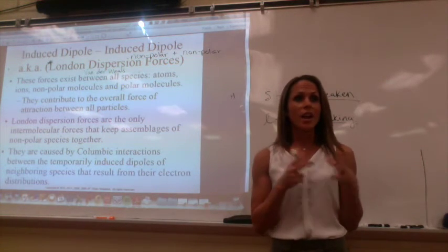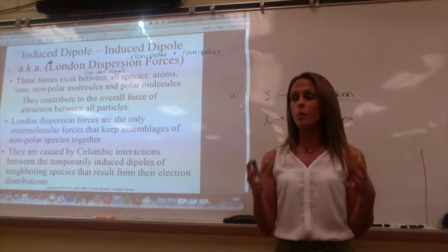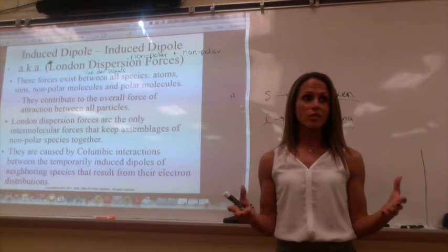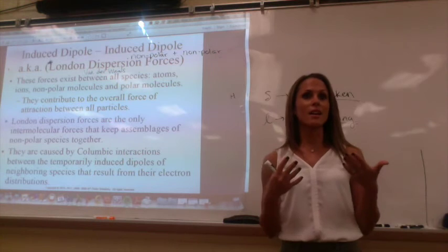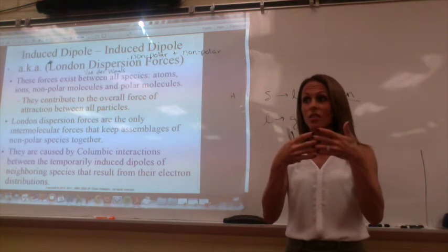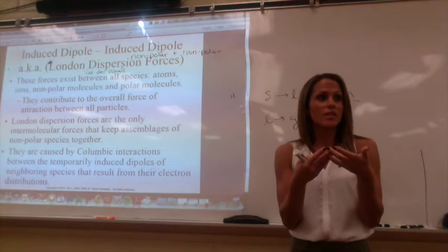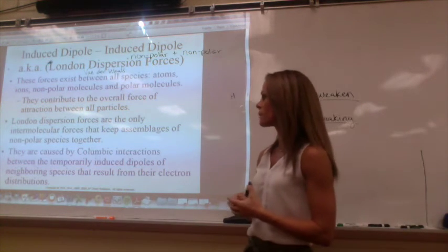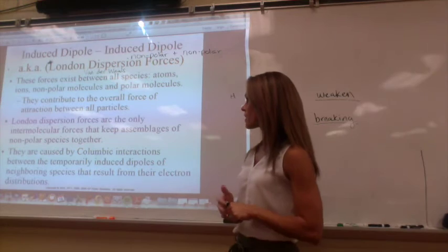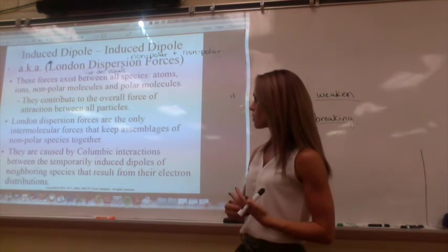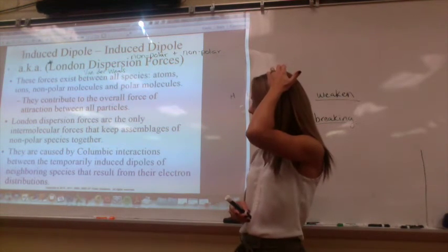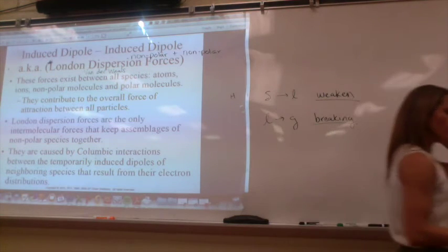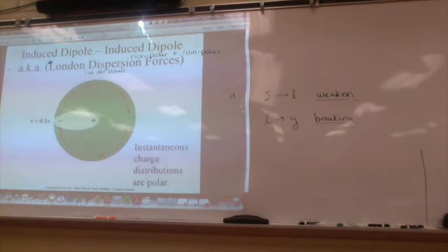Otherwise, if they had no polarity at all, they would only be in the gas phase ever, right? The only way that things come out of the gas phase is that they somehow stick together. And if they're not polar, then how do they stick together? They have to create some sort of positive and negative end to do that. So this is caused by the Coulombic interactions between temporarily induced dipoles of neighboring species that result from their electron distribution. So I'm going to show you a few more slides about this.